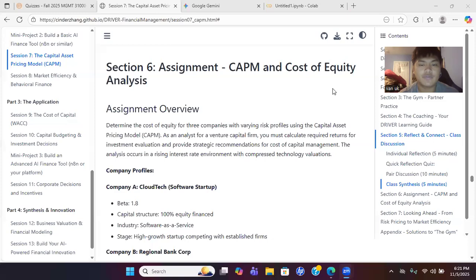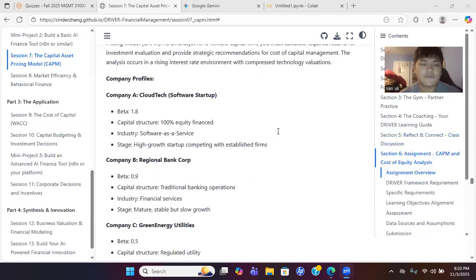Determine the cost of equity for three companies with varying risk profiles using the capital asset pricing model, or CAPM. As an analyst for a venture capital firm, you must calculate required returns for investment evaluation and provide strategic recommendations for cost of capital management. The analysis occurs in a rising interest rate environment with compressed technology valuations. And so here are some of the companies and their profiles.